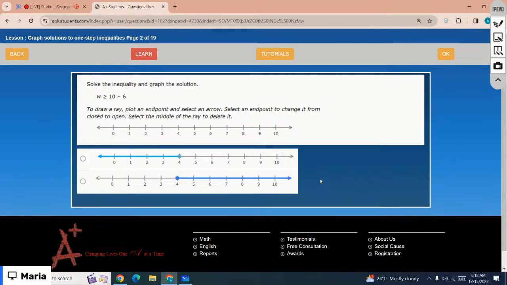Also 4 is included. W is greater than or equal to 4. The inequality is for greater, right? So that means 4 and all the numbers that are greater than 4 must be included in the solution. So that is option number 2.